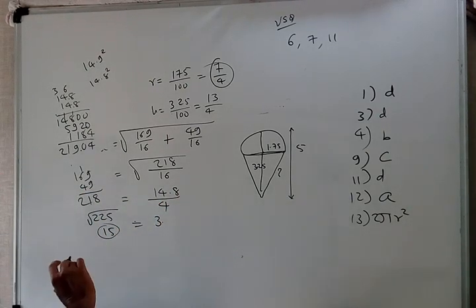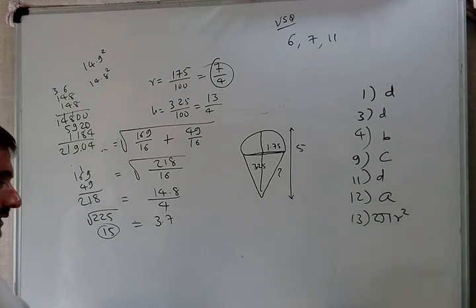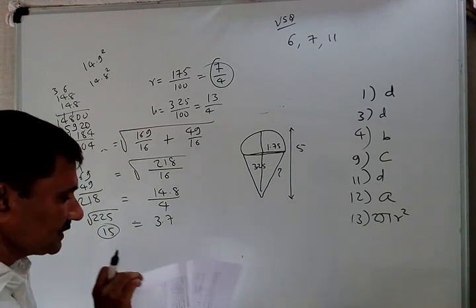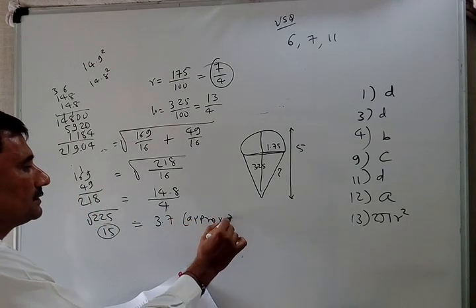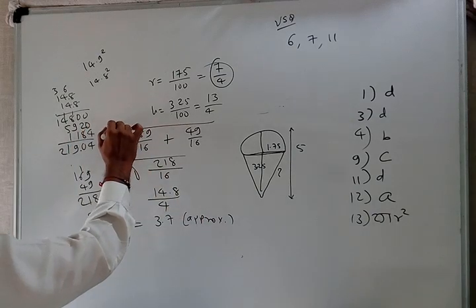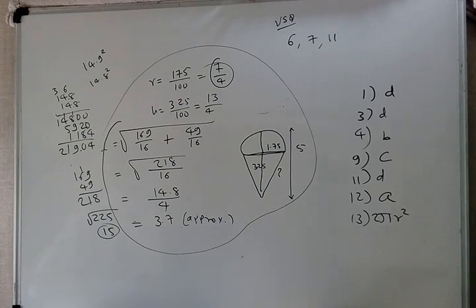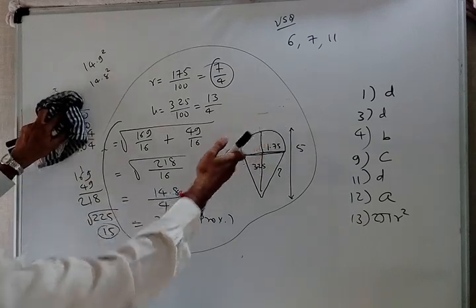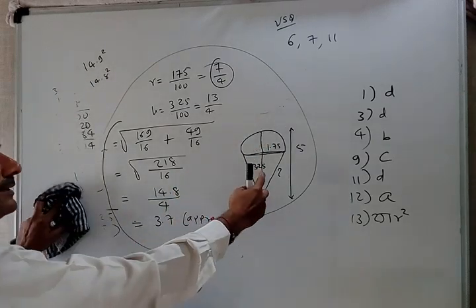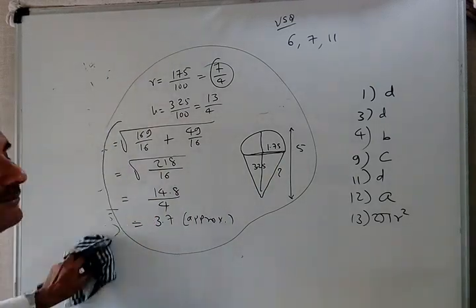Now just simplify it. 14.8 divided by 2 is approximately 3.7. Approximately 3.7, not exact, so just write approx. That part is somewhat different or somewhat difficult, otherwise the method is very simple. Total surface area means CSA plus 2 pi r square, sorry, pi r L plus 2 pi r square. Now that L will be obtained, so it becomes very simple.